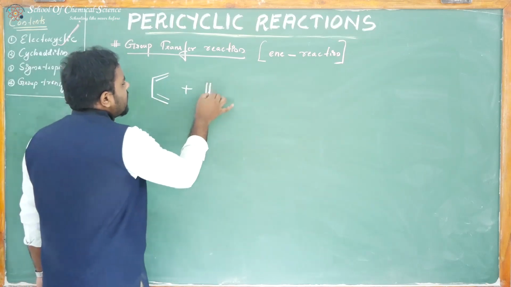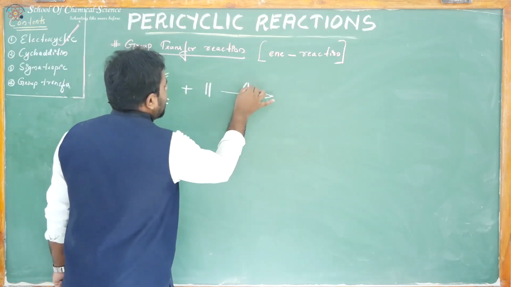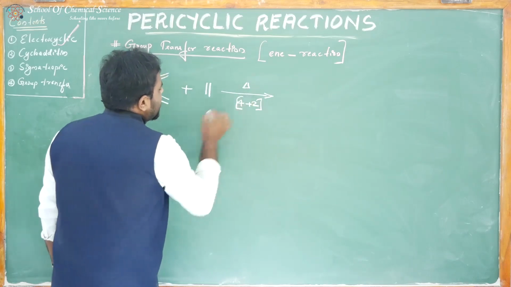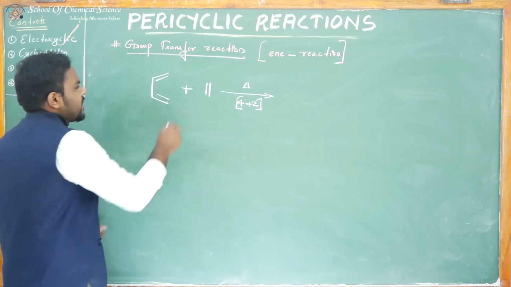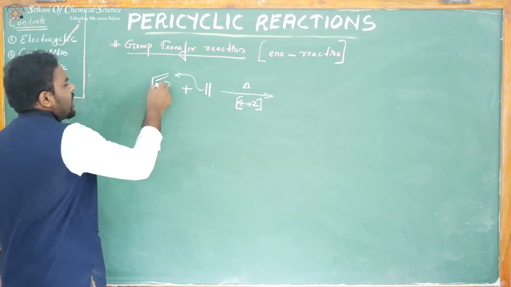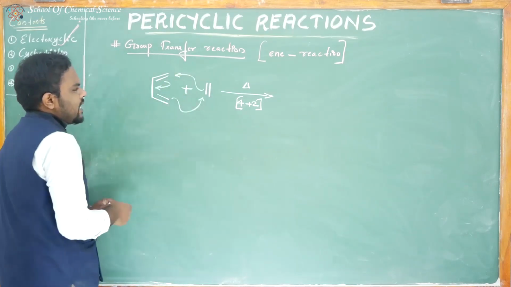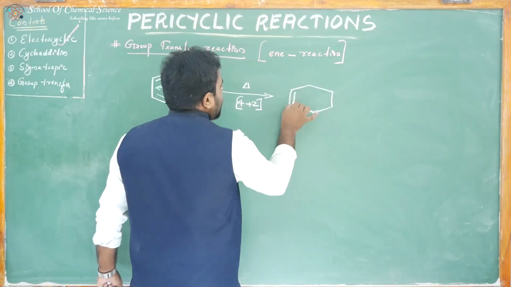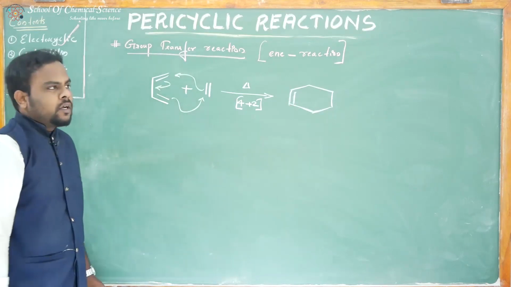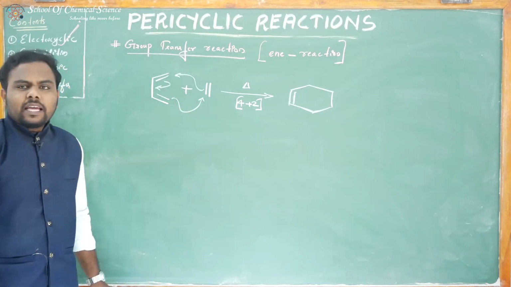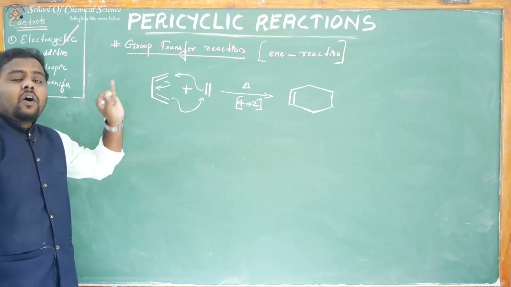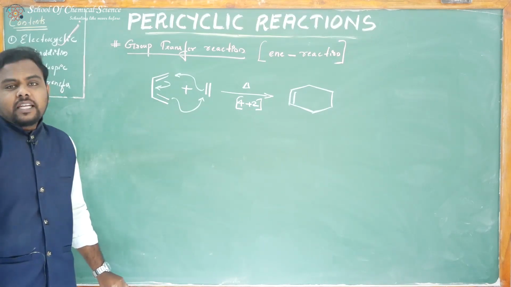A diene plus dienophile under thermal condition, which is a 4+2 cycloaddition reaction. What will be the reaction? Here a cyclic adduct is formed. So your product will be a 6-membered ring with one pi bond. This is simply a 4+2 cycloaddition reaction. You are familiar with this reaction, Diels-Alder reaction or the 4+2 cycloaddition reaction.